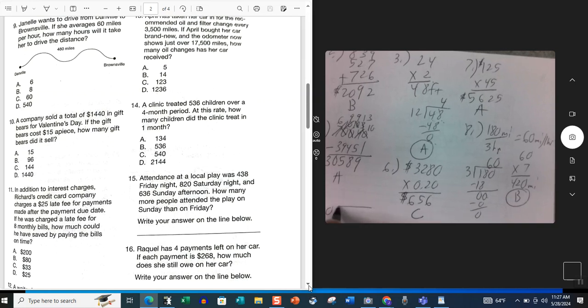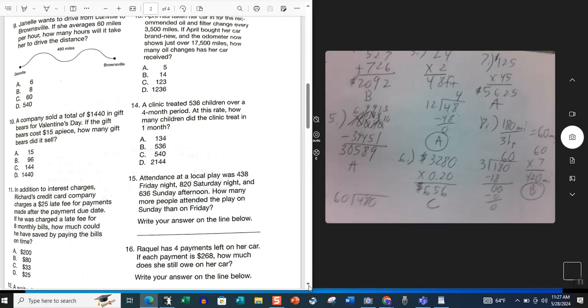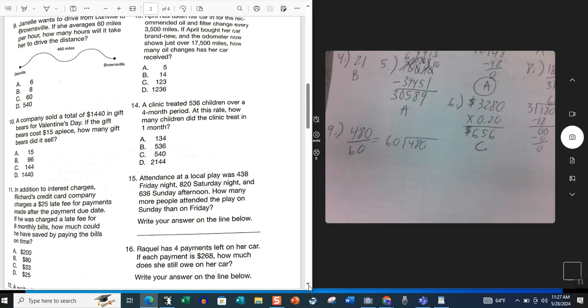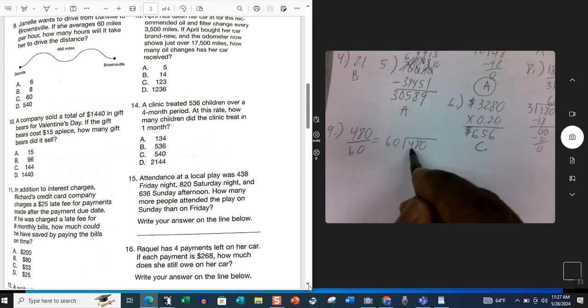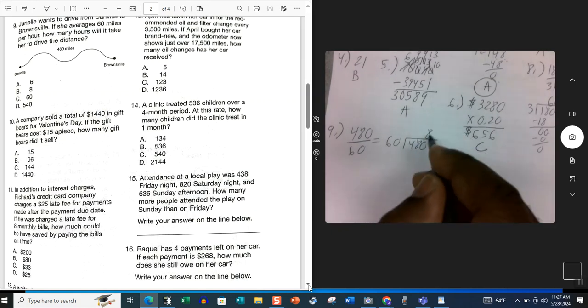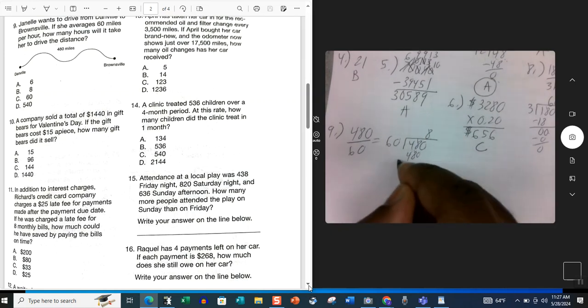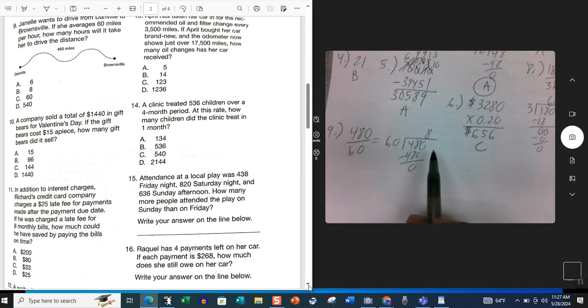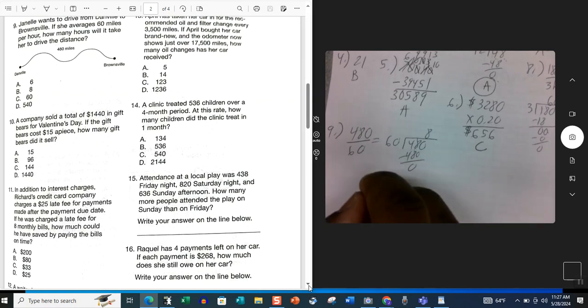So we add 60 into 480. 60 does not go into 48, but it goes into 480. It goes 8 times. And there's no remainder. So your answer here would be 8, which would be B.